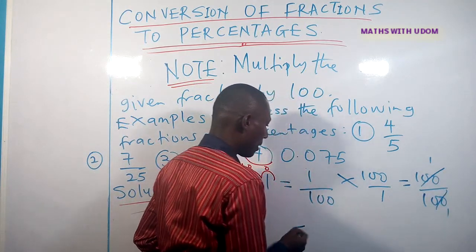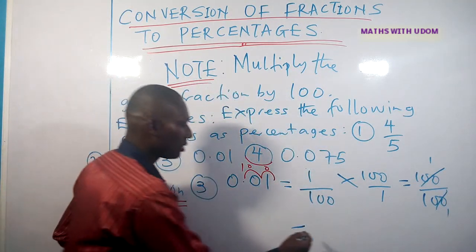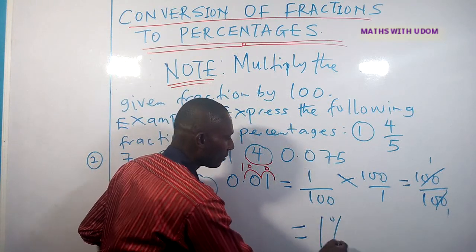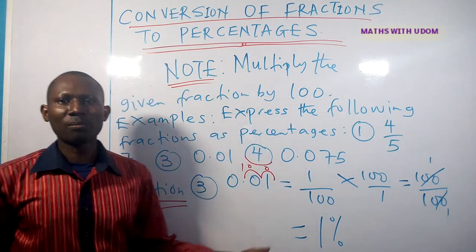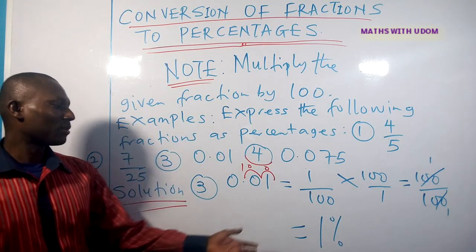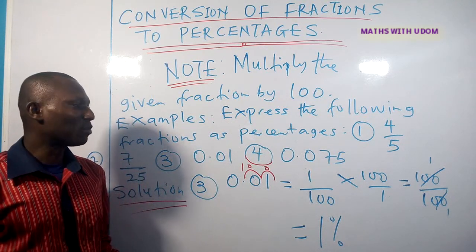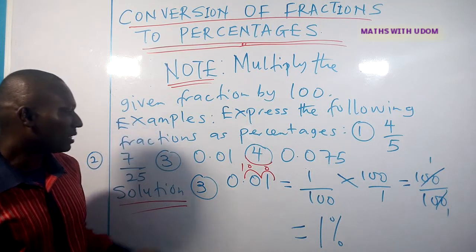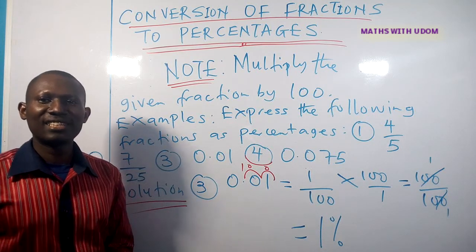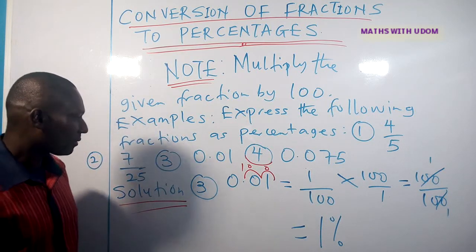So finally our answer is what? Is 1%. That is our answer for number 3. Is that okay? Let's move to number 4, which is our last example for today.